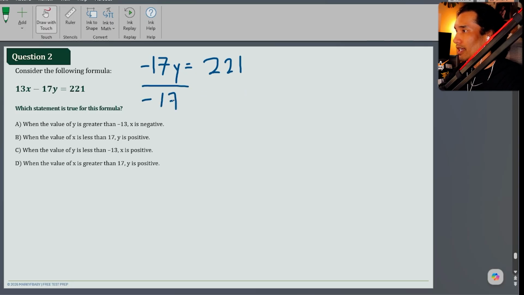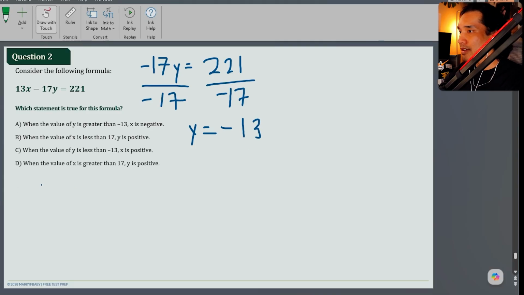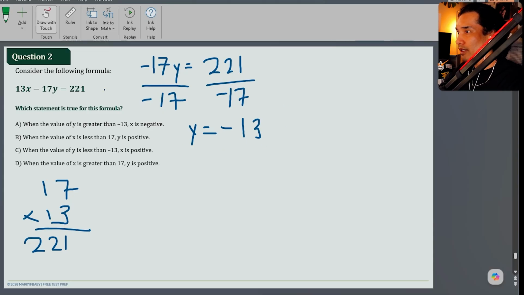Divide by negative 17. Well, you're going to find out that you may need to know what this equals, because 221 divided by negative 17 equals, and this is y equals negative 13, because 17 times 13 equals 221. Okay? You may encounter this where it looks ugly and it looks like these are large numbers. However, they go cleanly into each other. They divide and multiply cleanly with each other.